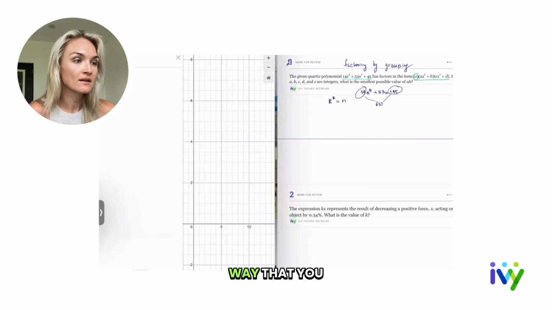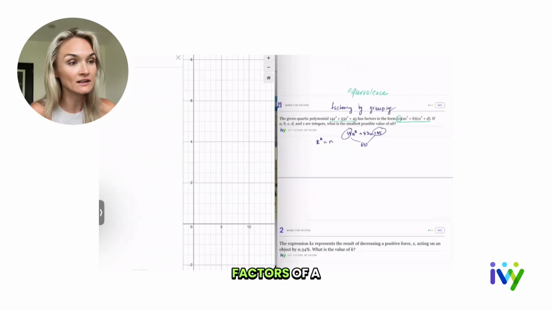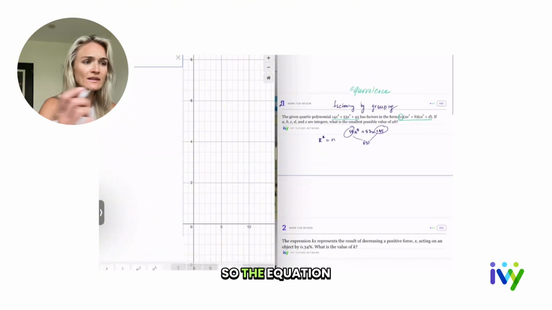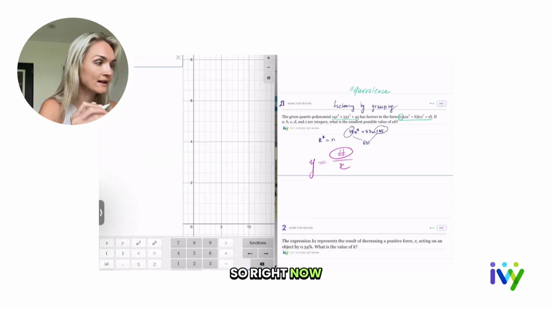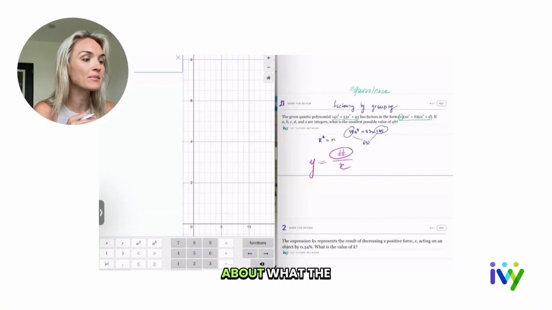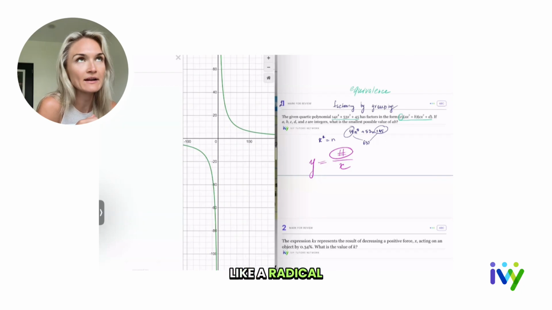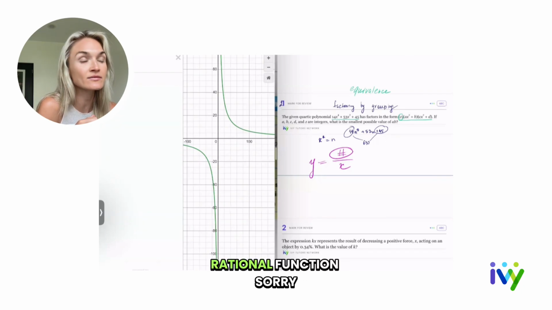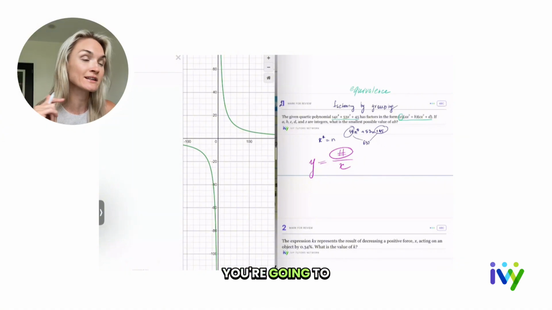This is a quick way you can figure out all of the factors of a number. The equation that you're going to draw in Desmos looks like this: y equals whatever number you're exploring over x. So right now, we're going to do y equals 630 over x. You're never going to care about what the graph looks like. It will always look like a rational function. But what you are going to do is turn it into a table.